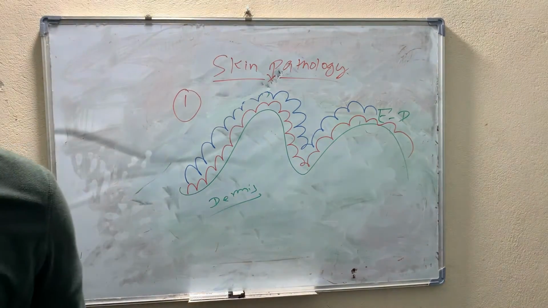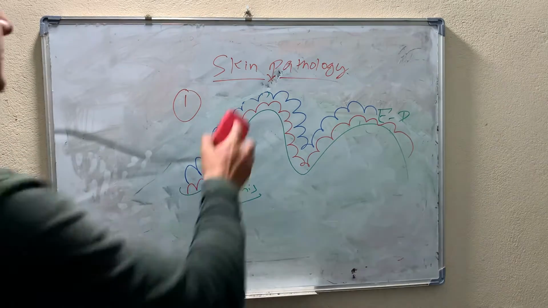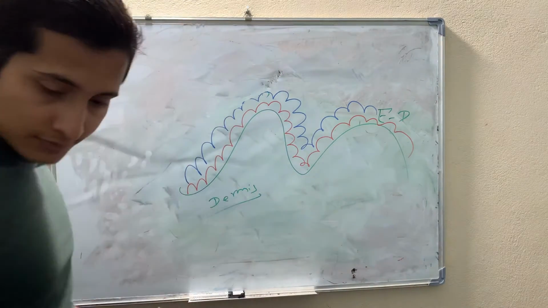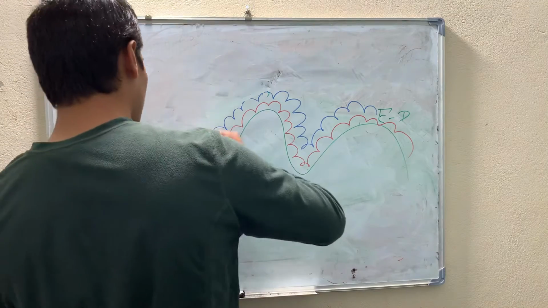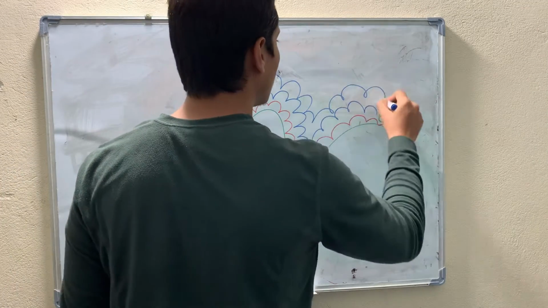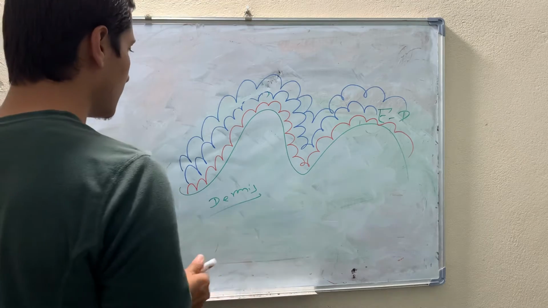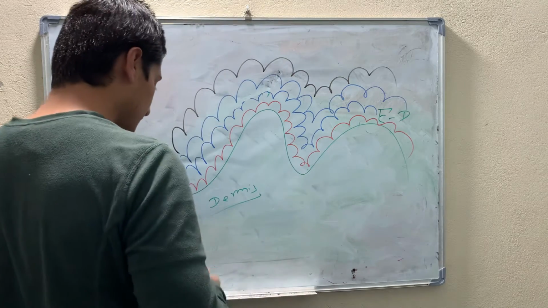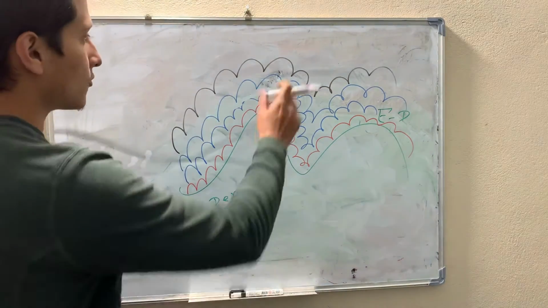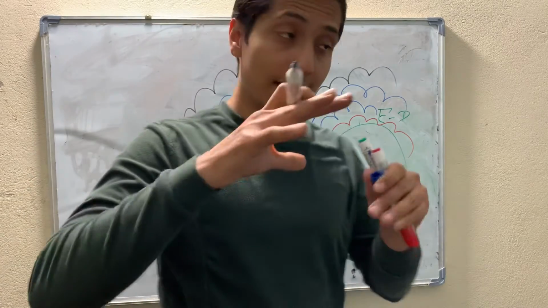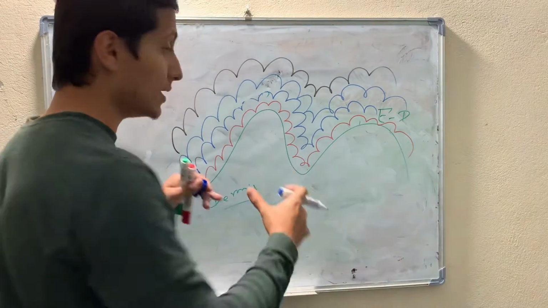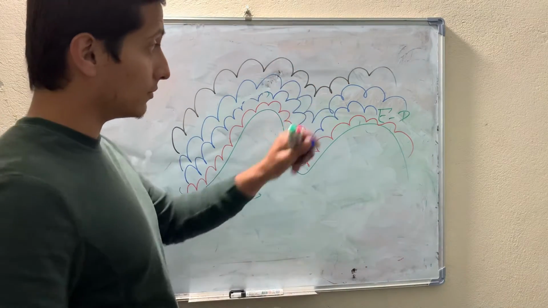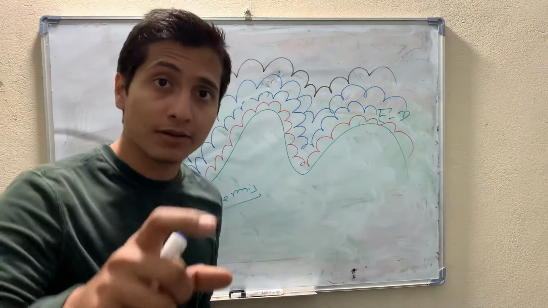Let me erase that so that I can make some more space. This is another layer of cells, right? And let me draw another layer here. You get it? Now, these all are keratinocytes, but they are placed in different layers, and these layers are named differently according to the characteristics and the location of the cells, right?